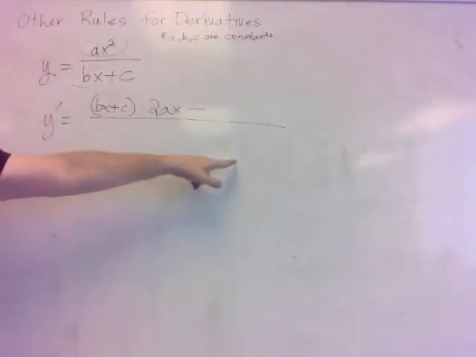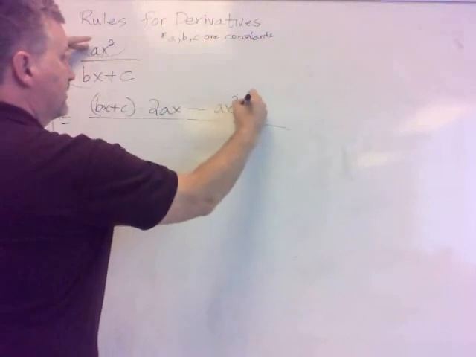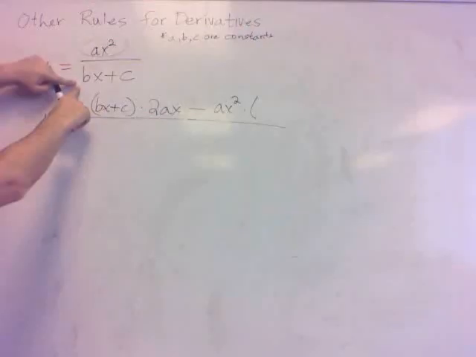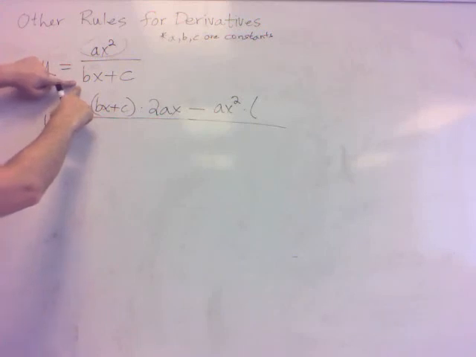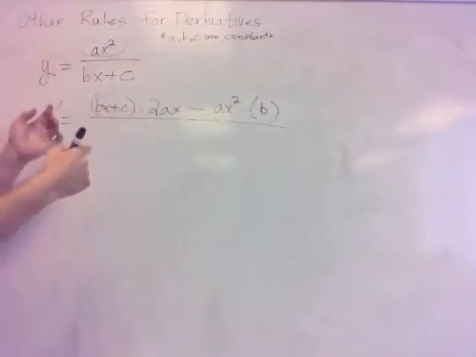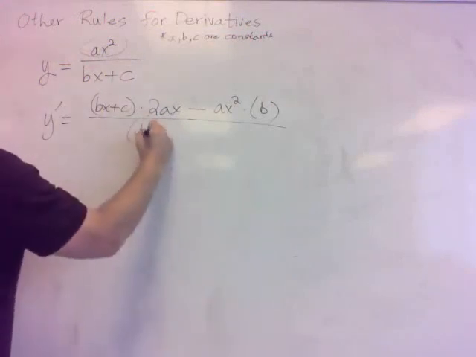So I've got low d high minus high d low. So I do the high, ax squared, times d of the low. What's the d of this? It's going to be b, isn't it? The derivative of bx would be b. The derivative of c is 0 because it's a constant. Okay, over low squared.